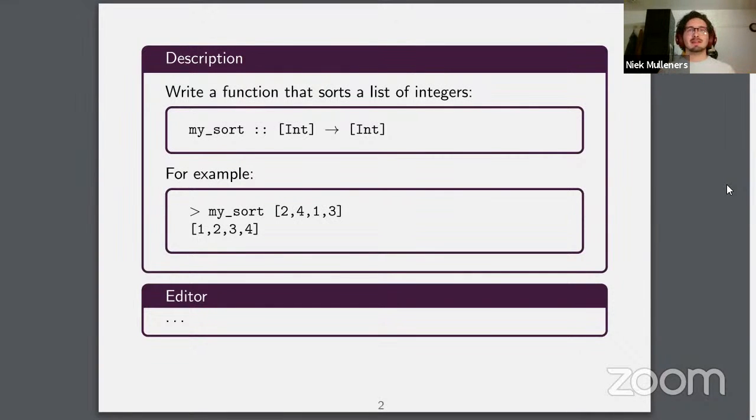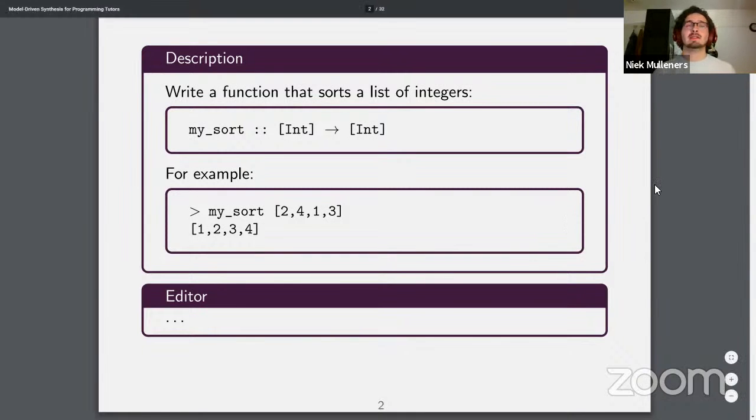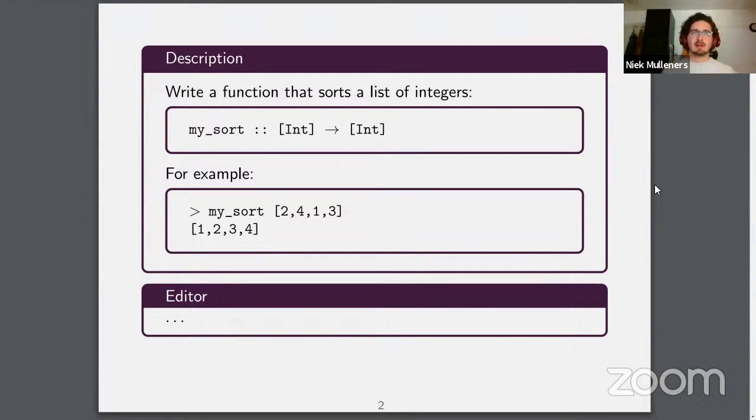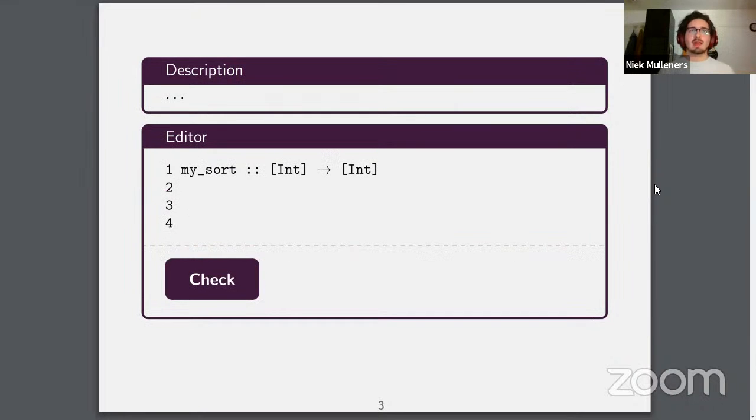My name is Nick Mulleners, model-driven synthesis for programming tutors. It's about a statically typed functional programming language where we want to teach students to write recursive programs in an intelligent tutoring system. So, for example, we have a function mySort, which sorts a list of integers, and we have a description, and the students should write this function in an interactive editor. And this editor looks something like this, where we see the function, and there's a button to check for feedback. So the question is, how do we give feedback?